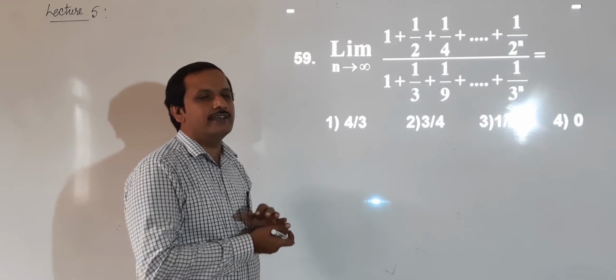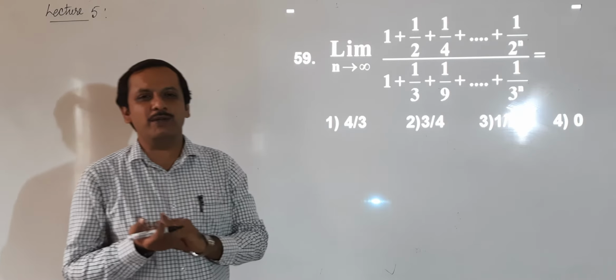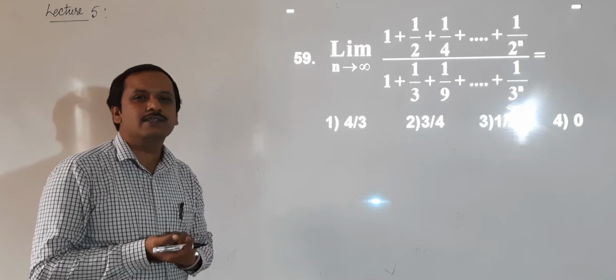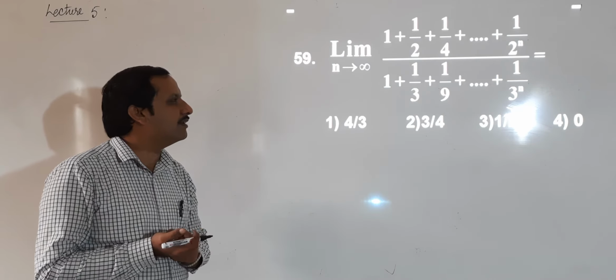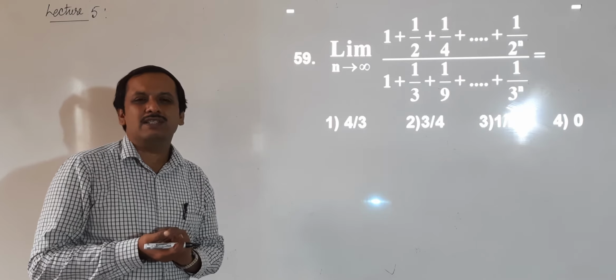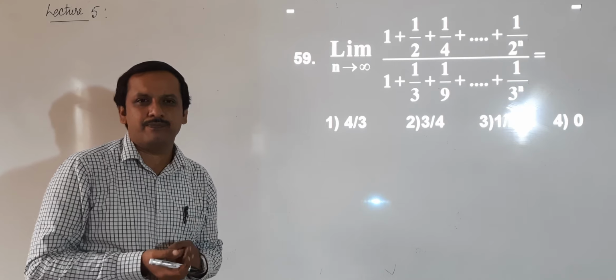Come back to this. Look at the numerator 1 plus 1 by 2 plus 1 by 4 plus 1 by 8, etc. So that is in GP. And the denominator 1 plus 1 by 3 plus 1 by 9, etc. up to 1 by 3 power n. That is another GP. Okay.